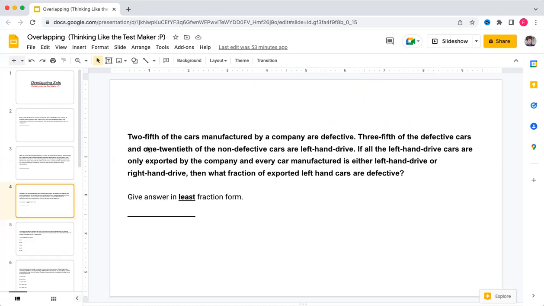We are given that 2/5 of the cars manufactured by a company are defective. Let's call defective D. We have 2/5 of total cars. Let's call C the total cars. So what will be non-defective? That will be 1 minus defective, because 1 means total minus defective. That is 1 minus 2/5 C, which is equal to 3/5 of C.